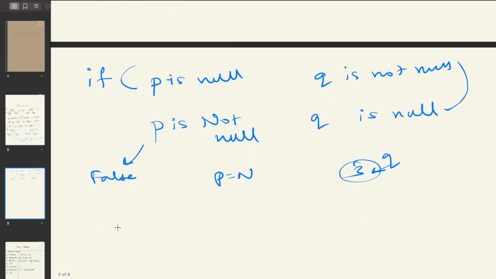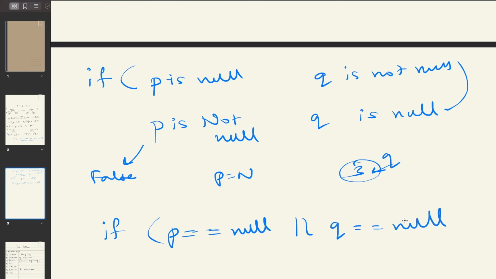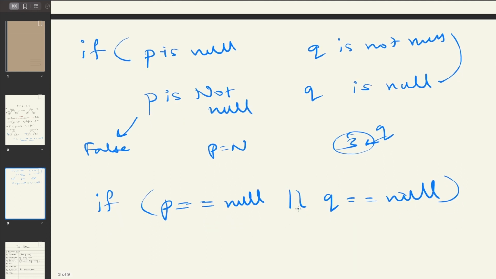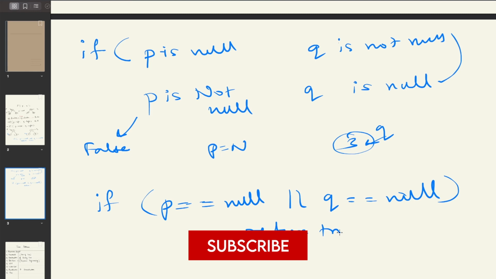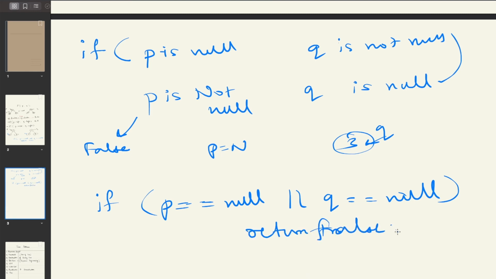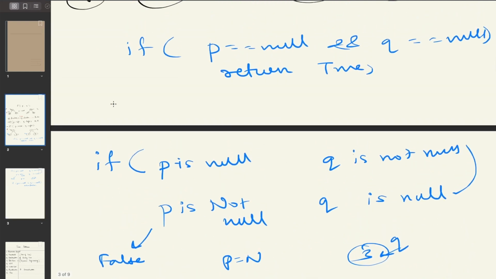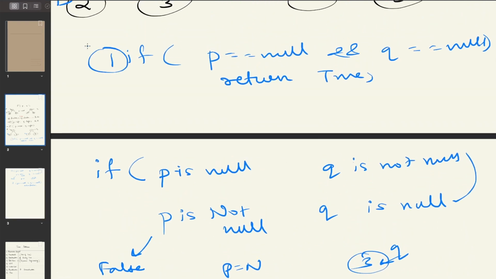I can simply say if p is equal to null or q is equal to null. The or means this will be true when one of them is equal to null, so I'm going to return false. The reason I return false here is because I will make sure that both of them are not null at the same time. I'll make sure that the condition when both of them are null is checked before.